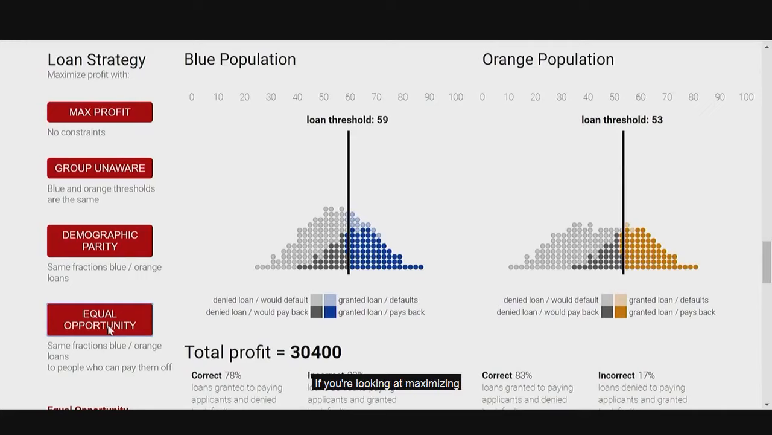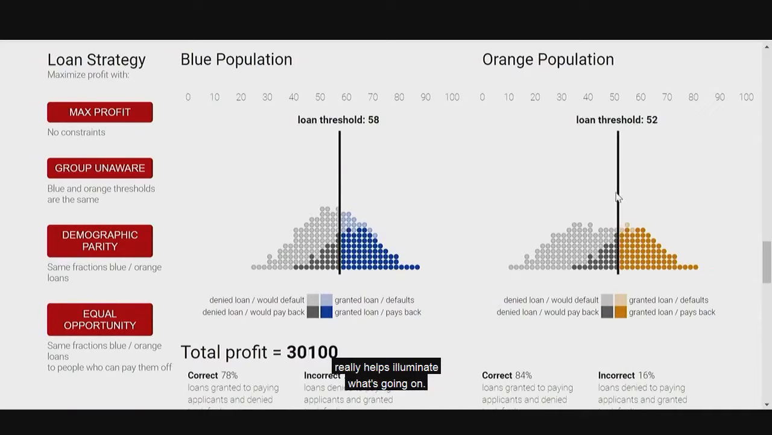And if you're looking at maximizing profit and all sorts of other things, there are a lot of considerations. Being able to do an interactive example where you're dragging these things around and seeing those results really helps illuminate what's going on. Any single representation of this might have been a little bit harder to see. Okay, so let's go back to here.